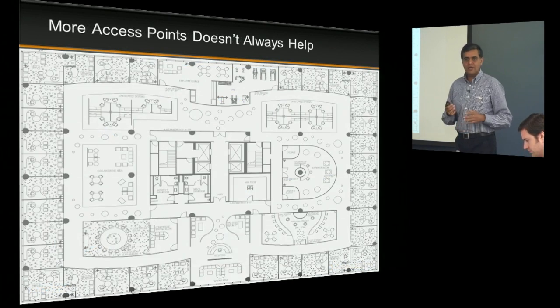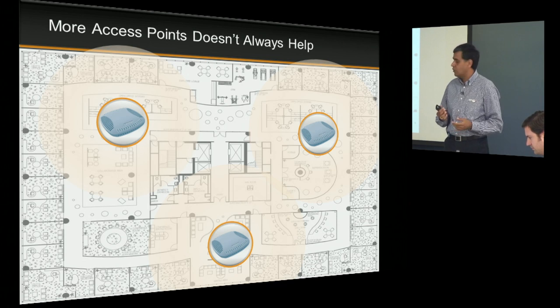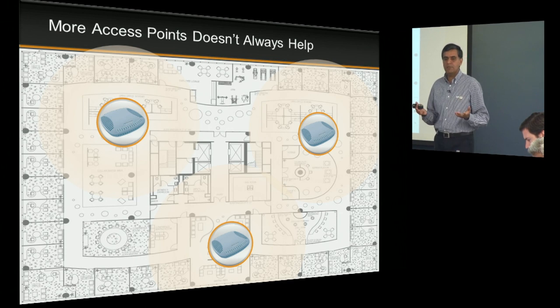Now, let's take a look at what happens in the real world, right? You go out there, this is a classic floor, you go deploy a few access points. The first generation deployments tend to be coverage oriented. So all you do is deploy a small number of access points, and you're covering the entire floor using those access points.